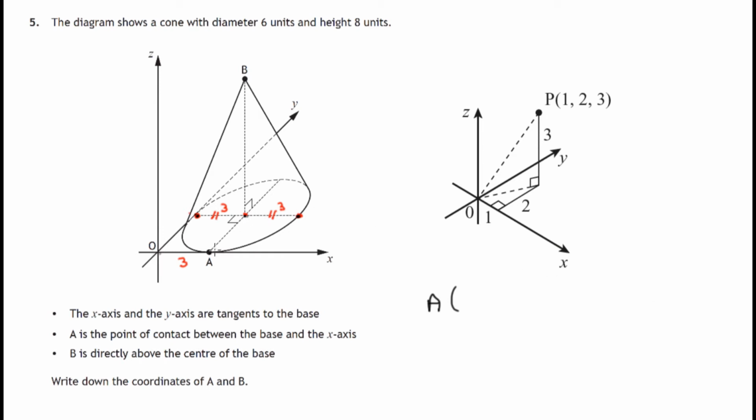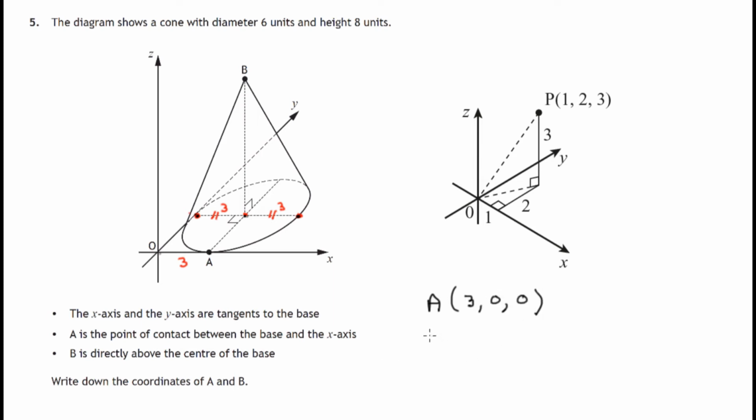Now how far along parallel to the y-axis have we to travel to get to A? Well, we don't, because we're at A. And we don't have to travel up parallel to the z-axis at all to get to A. So the x coordinate is 3, and the y and the z coordinates are both 0.